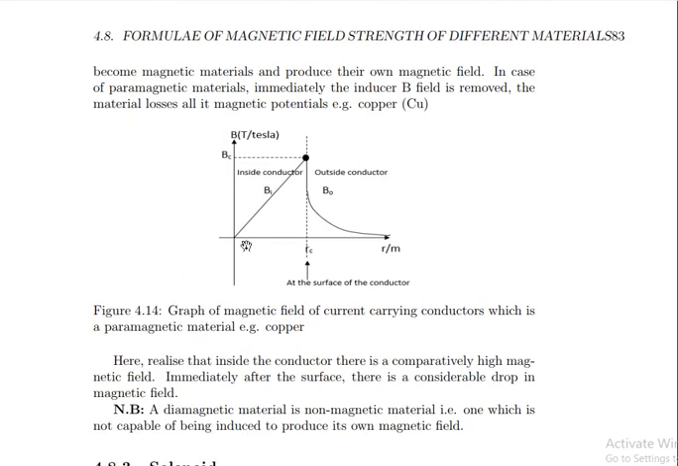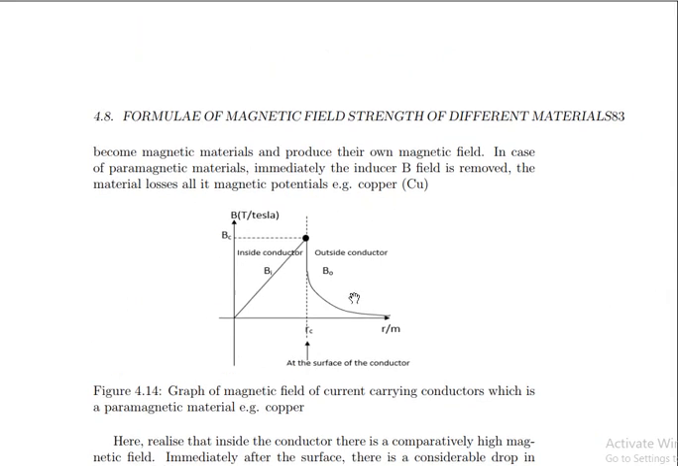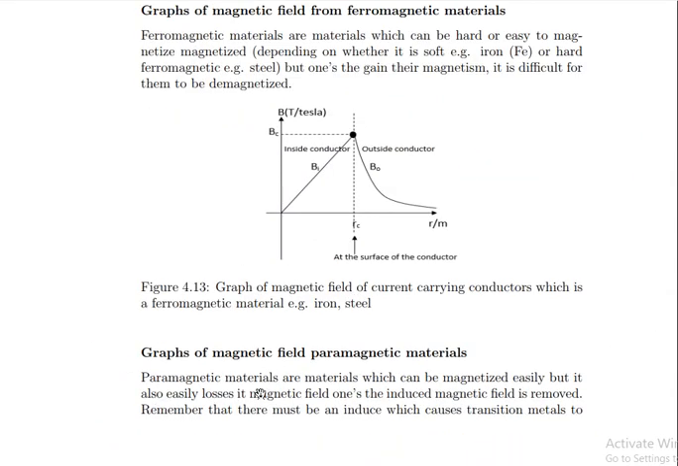Now in the case of a paramagnetic material, you have this graph here. And now what is a paramagnetic material? Paramagnetic materials are materials which can be magnetized easily but also easily lose their magnetism once the magnetic field strength inducing the production of the magnetic field is removed. So this is a paramagnetic material.